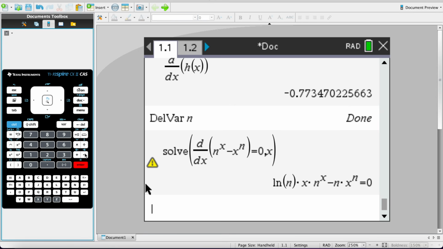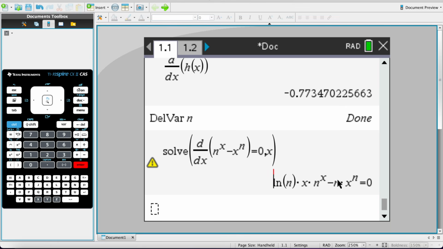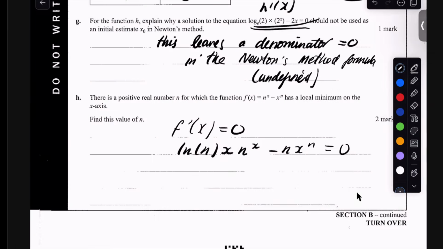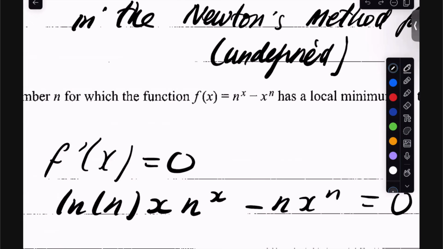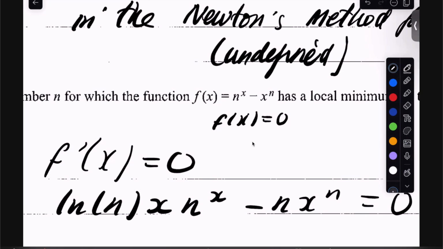But it says it has a local minimum on the x-axis. So basically what we want in this equation is, I'll write down this equation: ln of n times n to the power of x minus n times x to the power of n is equal to 0. This is the equation we are looking at to find the x value to be on the x-axis. Now, when does this ever equal 0? When does f of x equal 0? That is when n to the power of x is equal to x to the power of n.